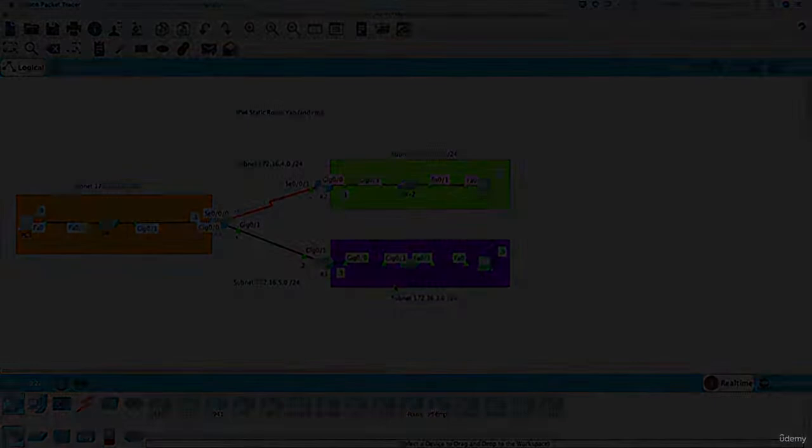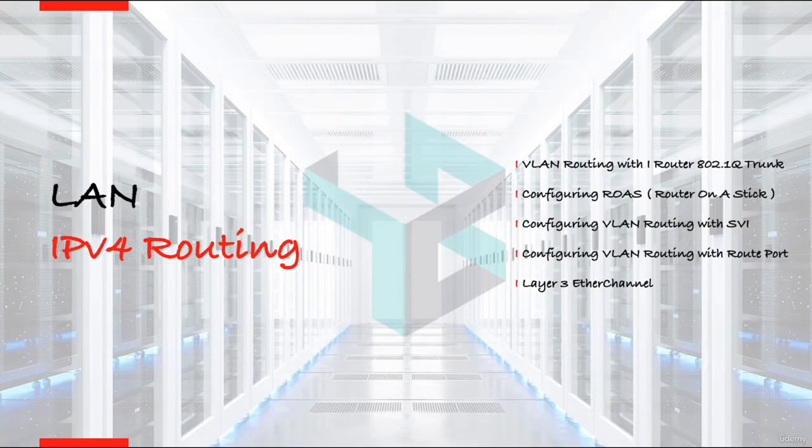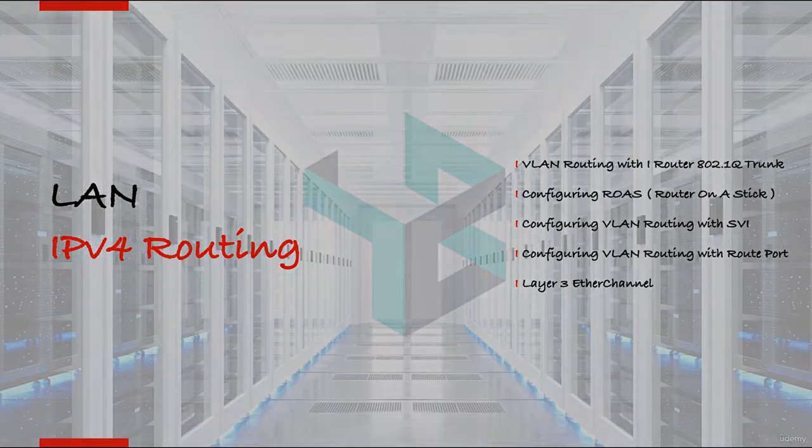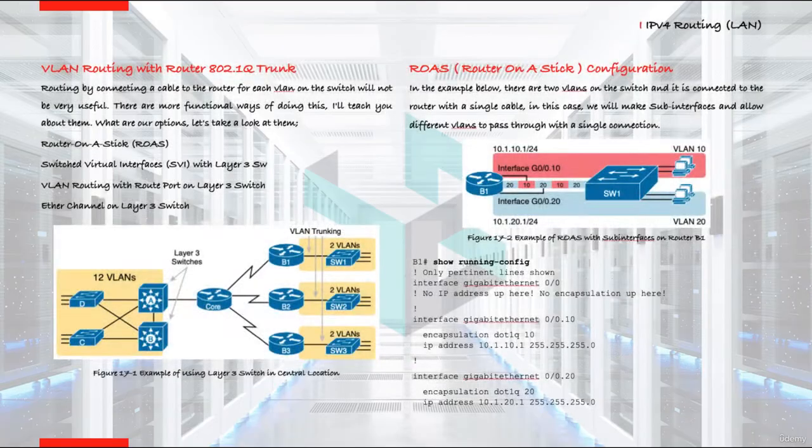Hello everyone, in this lesson I will tell you how to do IP version 4 routing in the local area network. First, we'll look at the example of VLAN routing with an 802.1q trunk on a router, and then I'll tell you how we do EtherChannel, router on a stick, SVI, routed port, and layer 3. In the figure here, we show the layer 3 switch use case. I told you about layer 3 switches before, but we did not go into too much detail. Now let me tell you a little more in detail here.